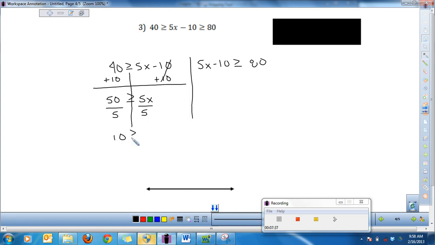I did not divide by a negative, so I'm going to leave my sign. These 5's cancel out, and I'm left with x. To make it easier to graph, I'm going to rewrite it so x is on the left, so x is less than or equal to 10. I'm going to the other side.